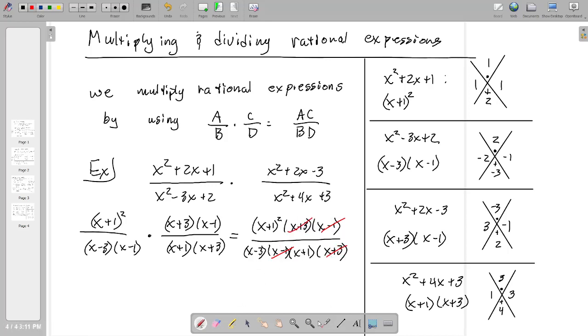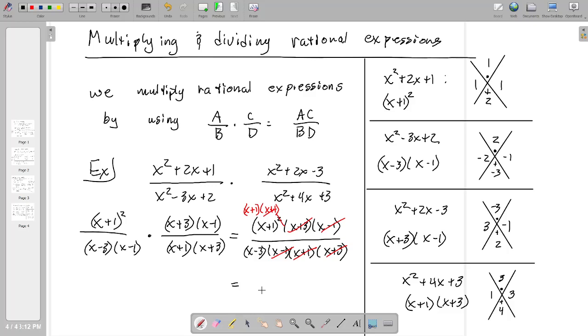And then we have an x plus 1 on bottom and an x plus 1 squared on top. Now remember, when the square is outside the parentheses like this, it means x plus 1 times x plus 1. So we can actually cancel one of those x plus 1s with the x plus 1 in the denominator. This is the same thing as saying x plus 1 times x plus 1. So when we cancel this x plus 1 in the denominator, we're canceling just one of these.